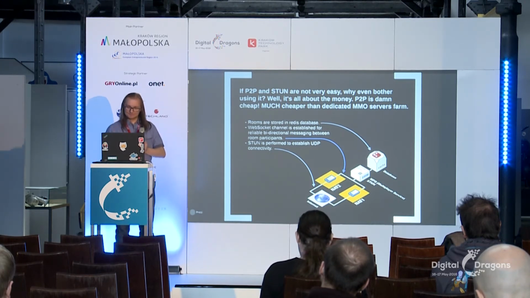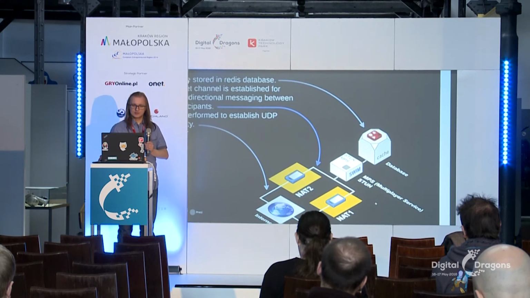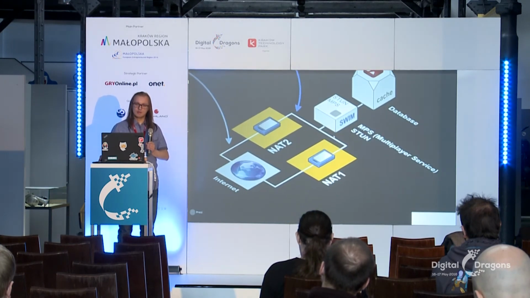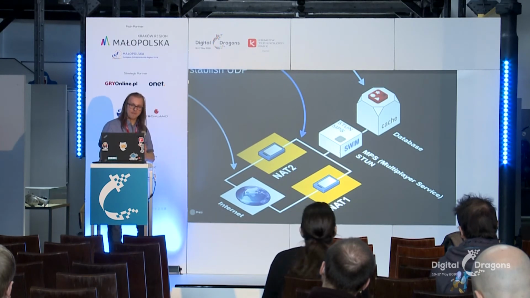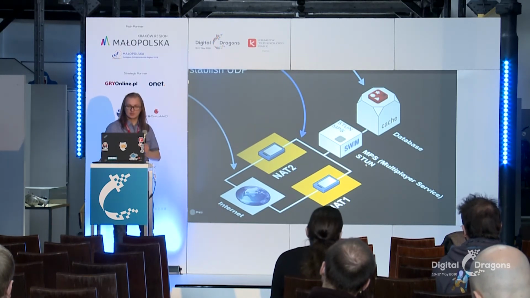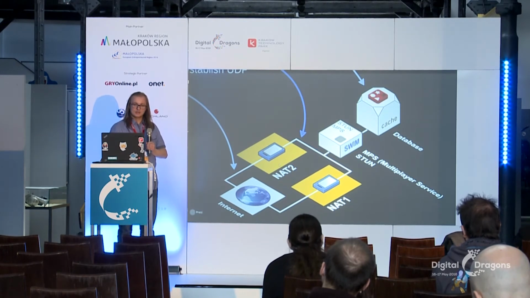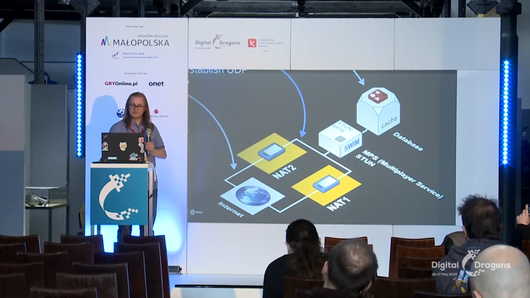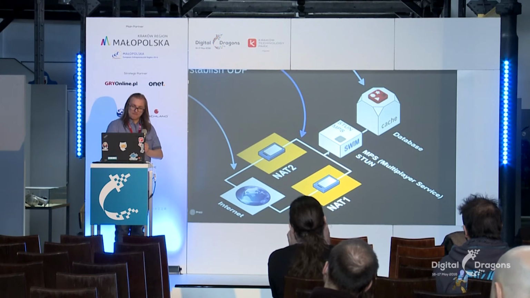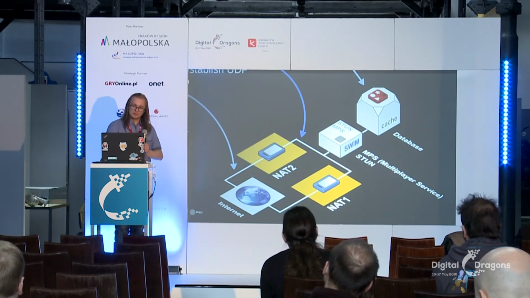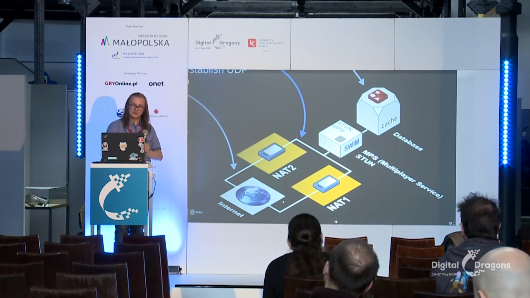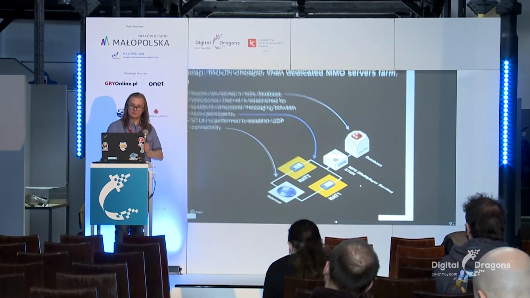So this diagram here shows how the STUN is implemented in our solution. Players are in two distinct NATs, and they connect to STUN. We have it implemented as MPS, an acronym from Multiplayer Service. MPS tells them the addresses of player 1 and player 2, and then they can connect through the internet and punch holes.